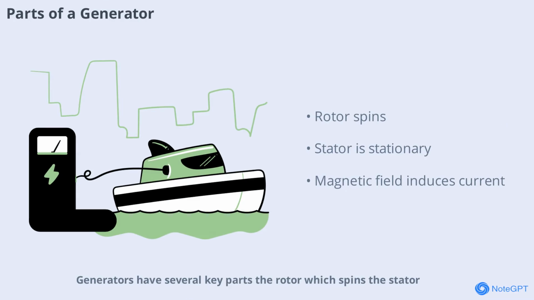Generators have several key parts: the rotor, which spins, the stator, which stays still, and the magnetic field, which can come from permanent magnets or electromagnets. As the rotor turns within the stator, it changes the magnetic field through the coils of wire, inducing a current. The design ensures that as long as there's motion, electricity is produced. This simple yet effective mechanism is the backbone of our electrical infrastructure.